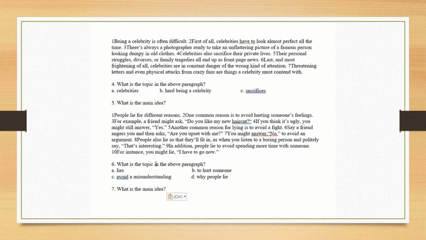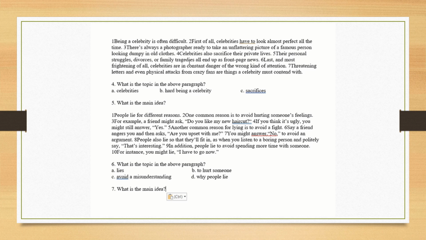Being a celebrity is often difficult. First of all, celebrities have to look almost perfect all the time. There's always a photographer ready to take an unflattering picture of a famous person looking dumpy in old clothes. Celebrities also sacrifice their private lives. Their personal struggles, divorces, or family tragedies all end up as front page news.